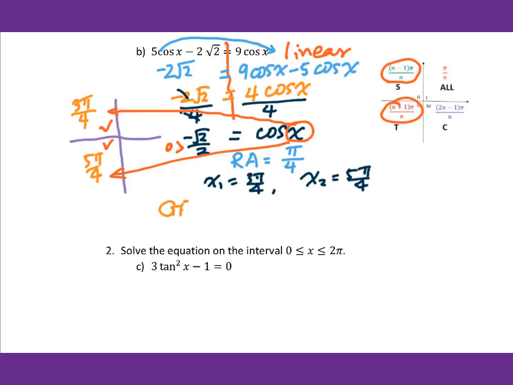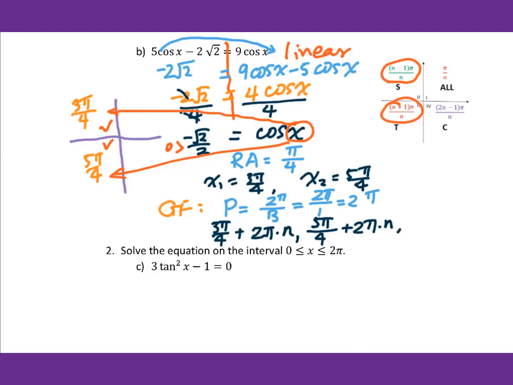For the general form, period equals 2 pi over b. The number beside x is 1, so 2 pi over 1 equals 2 pi. Therefore, I can write down 3 pi over 4 plus 2 pi times n. Then 5 pi over 4 plus 2 pi times n. Then n is the integers.